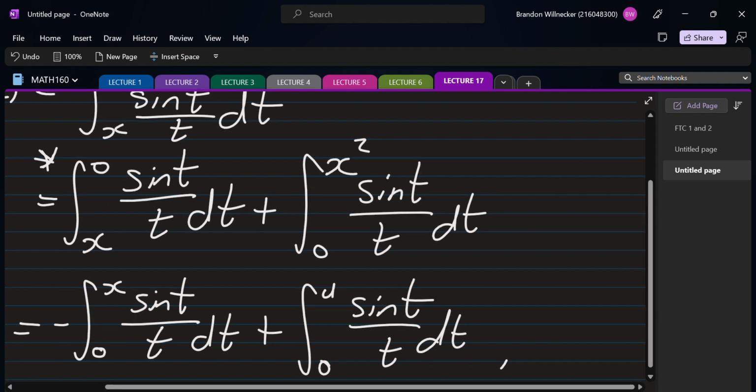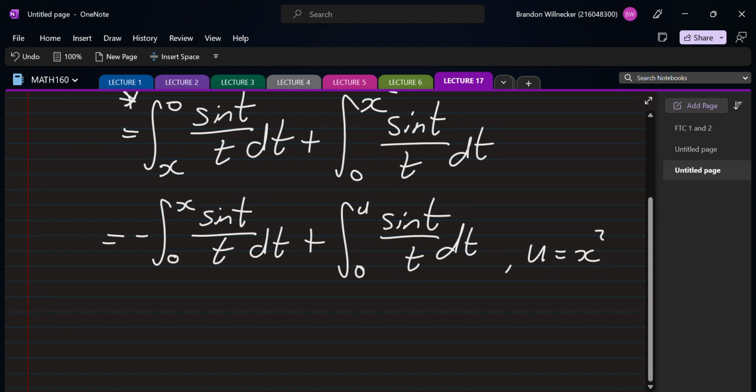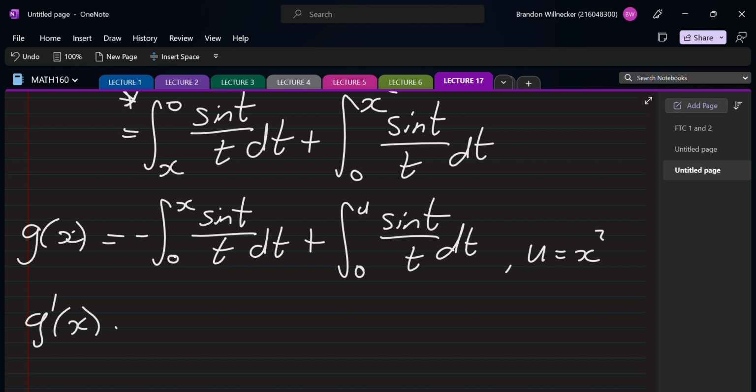And just to remind ourselves, u was x squared. Now, this is still the function. We haven't done the derivative yet. This is still g. So now if we want g prime, we can use FTC2 on each of the terms that we've got there. FTC2 on the first one, that's easy.